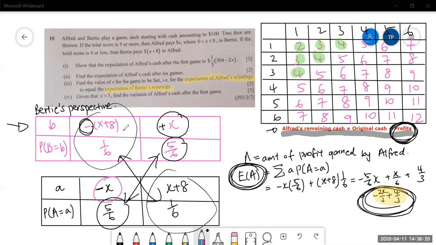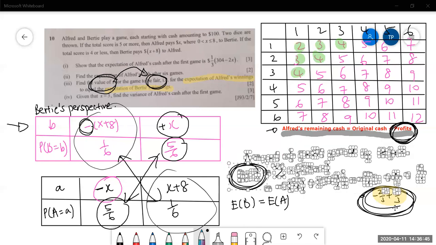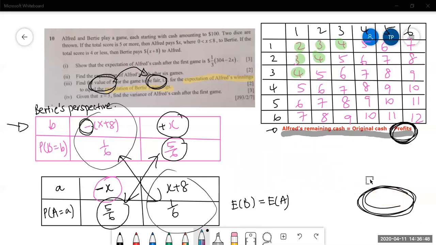Okay, then the next step is, we want the game to be fair. They want to find the value of x for the game to be fair. So for the game to be fair, from here we will have to use expectation of Bertie to be equal to expectation of Alfred. Do you agree? So far clear, I don't need to go again? I can do this again. No problem.